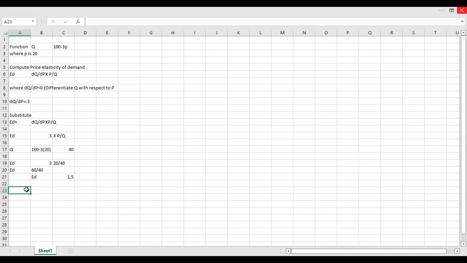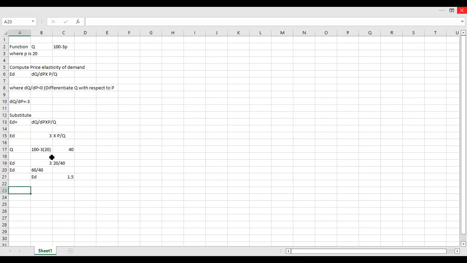So the interpretation of this is that the elasticity of demand shows that the demand is elastic. And why is it elastic? Looking at the five types of elasticity of demand, we talk about elastic demand, inelastic demand. We said the demand is said to be elastic when a given percentage change in price will cause a greater percentage change in quantity demanded.